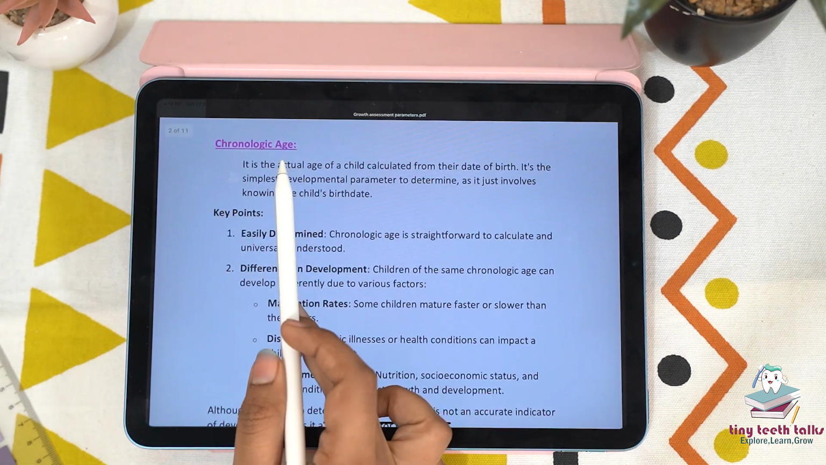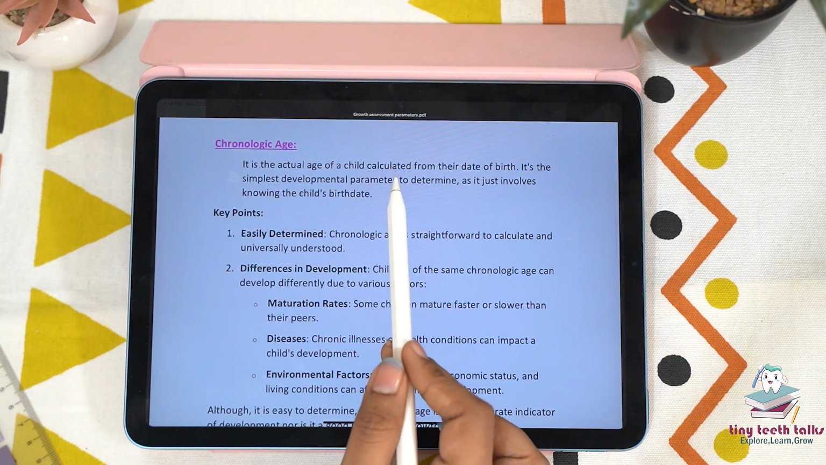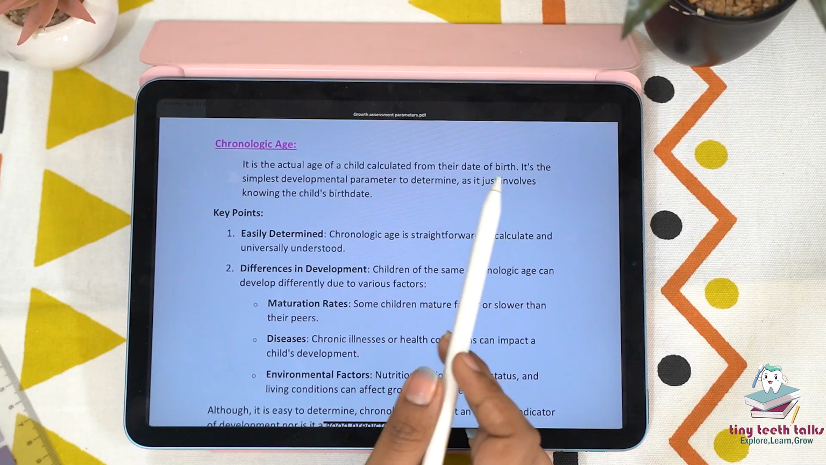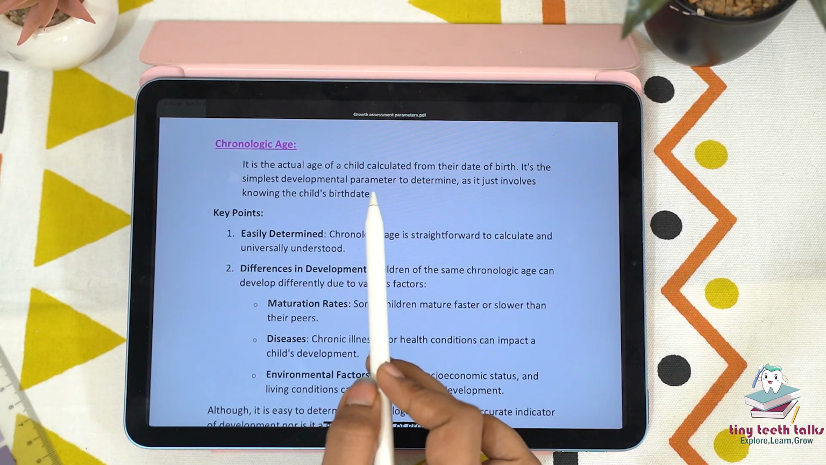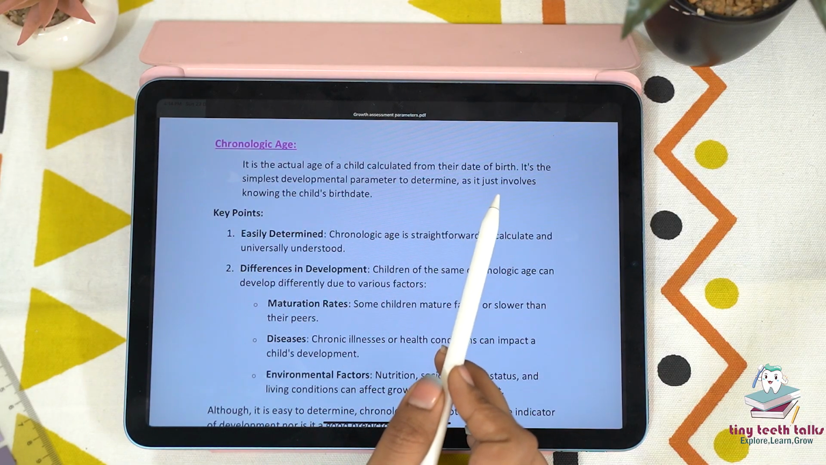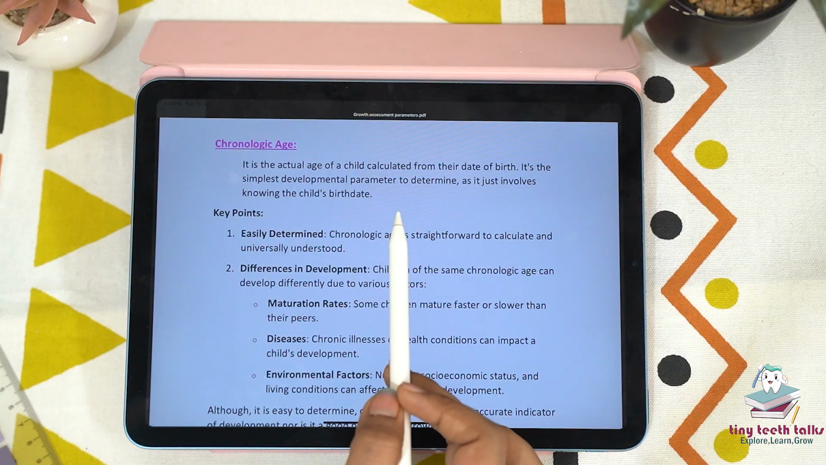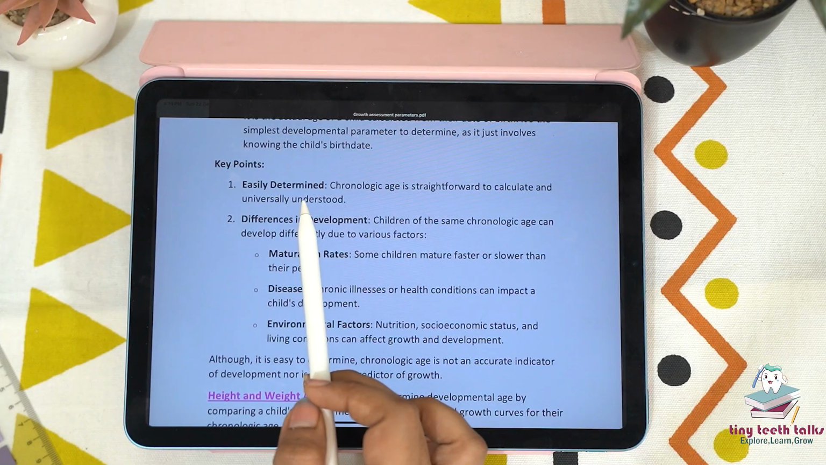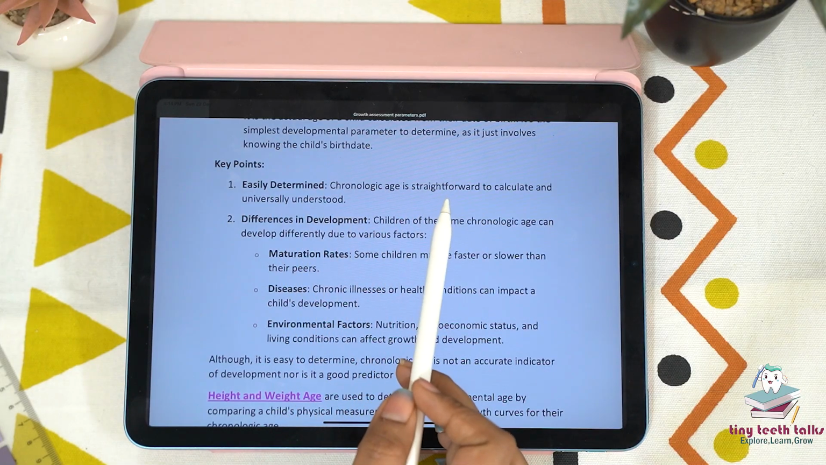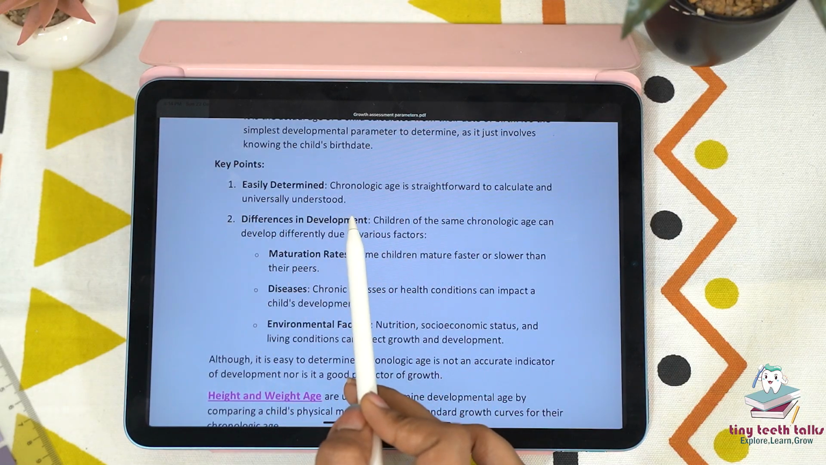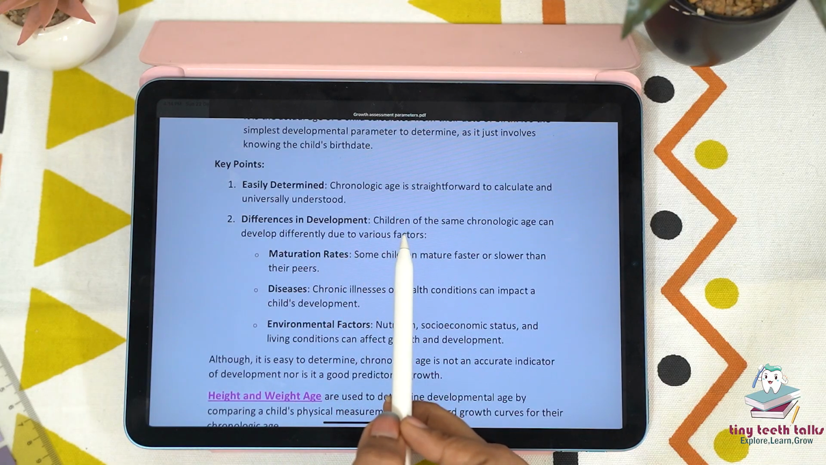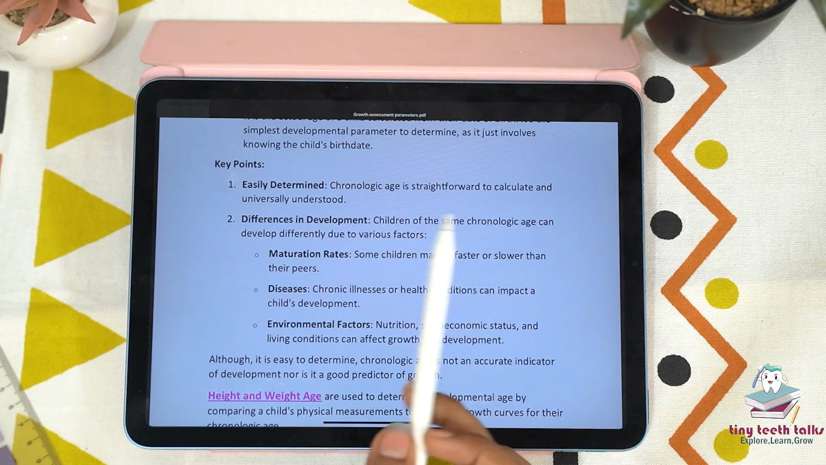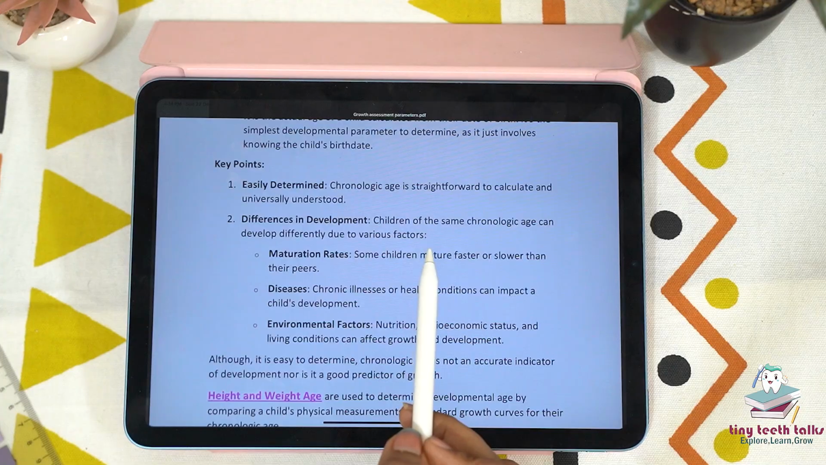Then second is chronologic age. It is the actual age of a child calculated from the date of birth. It is the simplest developmental parameter to determine, as it just involves knowing the child's birth date. The key points of chronological age are: first, easily determined. Chronologic age is straightforward to calculate and universally understood. Differences in development: children of the same chronological age can develop differently due to various factors.